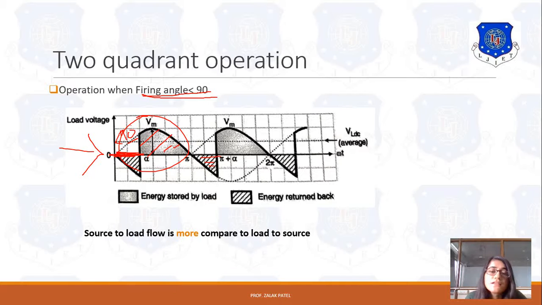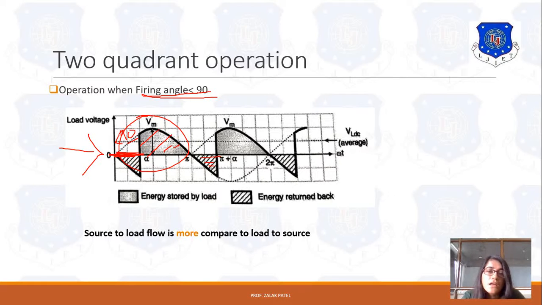So in this case, source to load is more compared to load to source, meaning rectification is possible, because the average input is AC and the average output will be positive in that case. That's why, for a firing angle less than 90 degree, the two quadrant operation takes place as a rectification operation.